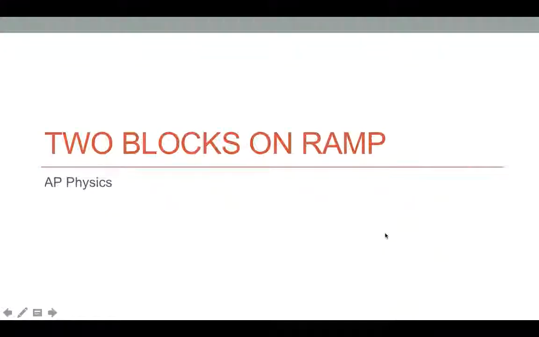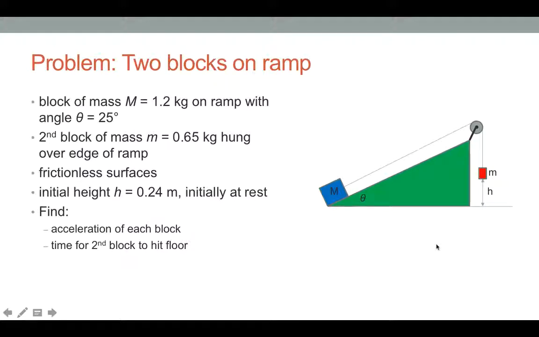Okay, now we're going to take and combine two problems we've already done, namely a block on a ramp, but also two blocks attached together over a pulley. So here we're going to have one block sitting on a ramp, and for simplicity's sake, we will take the surface to be frictionless. And a second block hung over the end of a pulley, and this will be allowed to fall.